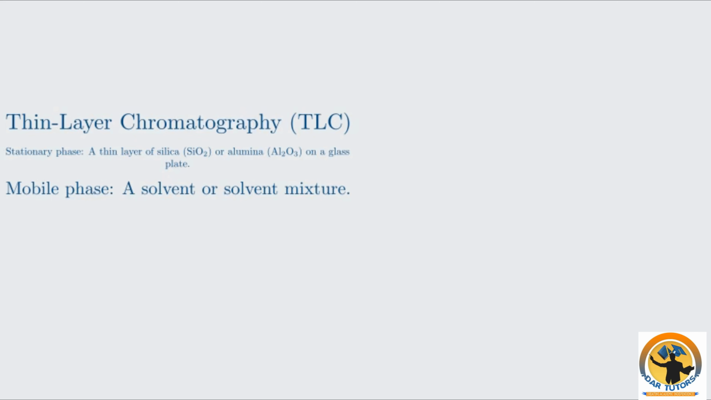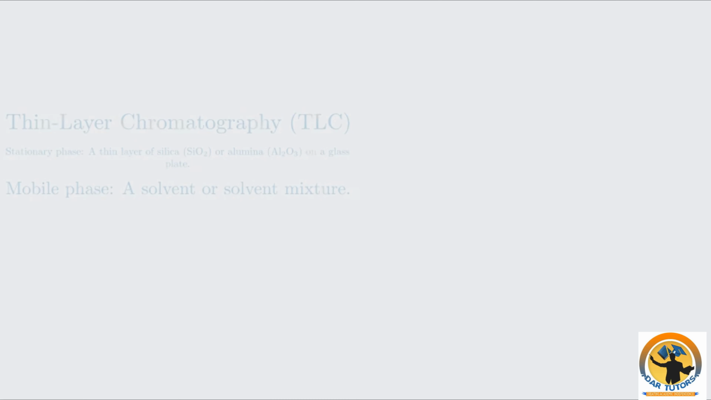A small spot of the sample mixture is applied near the bottom edge of the plate. The plate is placed in a chromatography tank with a solvent. As with paper chromatography, the solvent is drawn up the dry surface by capillary action, eluting and separating the compounds based on their differential affinities for the stationary and mobile phases.